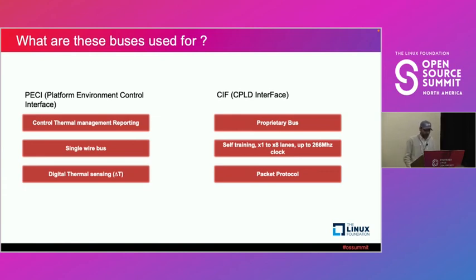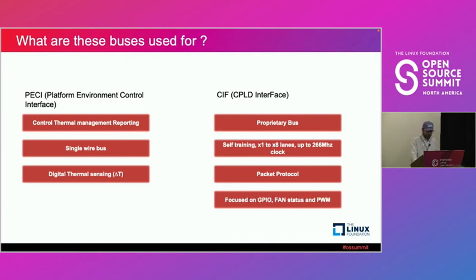So just a quick emphasis on the CPLD interfaces. That's a proprietary bus. It's self-training, so that's easy to implement because everything is done in hardware, with just a few parameters at the software level. The PECI platform is also something specific to BMC in some way, because we are retrieving critical data from the CPU just to know what the current thermal temperatures and voltages are and so on. And we need to take decisions based on this data. The CPLD is mainly focused on GPIO management and fan status, and generating the right PWM signals to handle the fans.